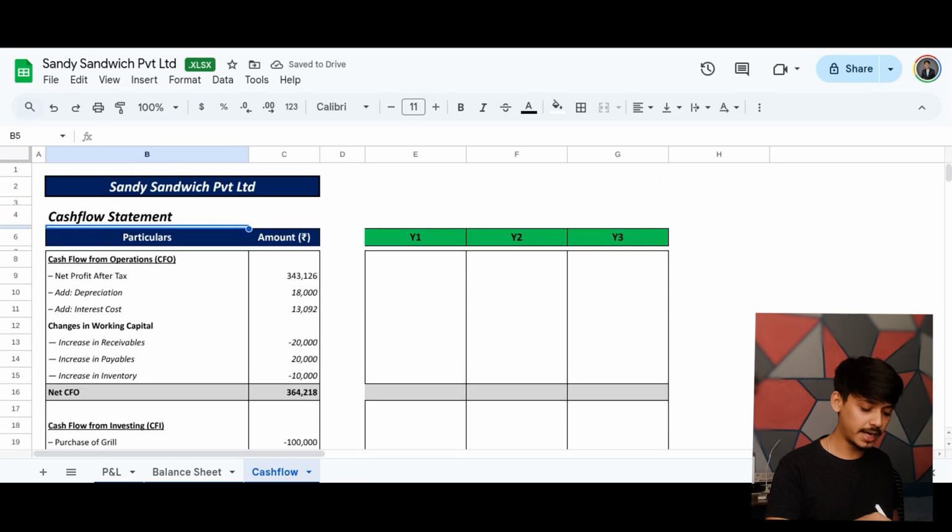We are going to understand each line item's logic in detail: how it is calculated, what it means, and how you can plug it in and link it with the P&L and balance sheet. So that is the entire model that we are creating in this course. I hope this video added clarity to what a financial model is and why it is created. In the coming sessions, we are going to create our financial model from scratch, where we are going to create the financial statements for the entire first year.